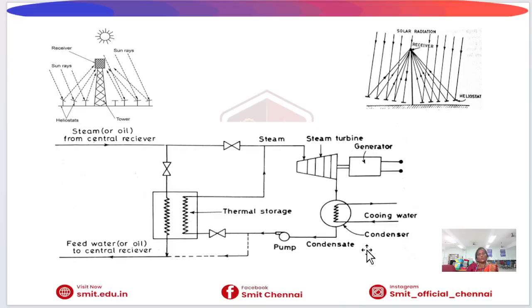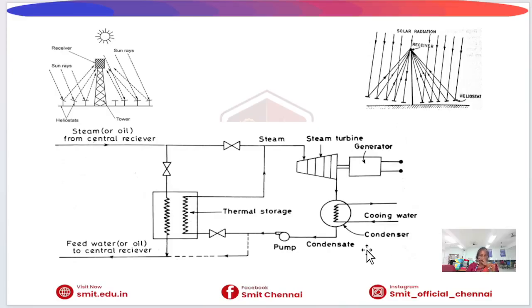When the concentrated solar radiation reaches the receiver, it heats a working fluid, usually water, oil, or molten salt. This heated fluid then flows through pipes and is used to produce steam. The steam is directed to a steam turbine which rotates due to the high pressure steam. The turbine is connected to a generator which converts the mechanical energy into electrical energy.